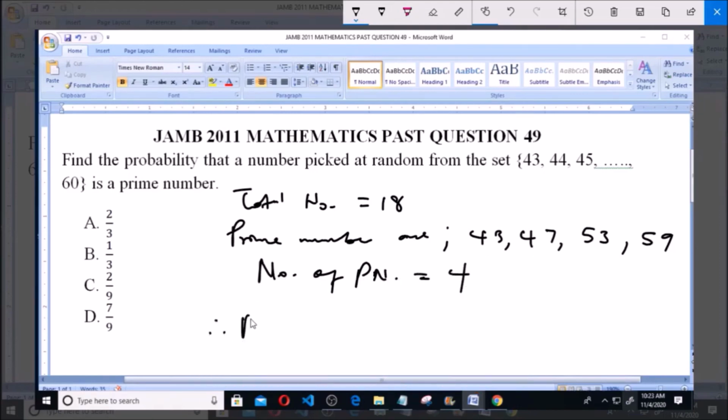Therefore, the probability of getting a prime number from this set is equal to 4 all over the total number, which is 18. Now 2 into 4 is 2, and 2 into 18 is 9. So the answer to this question is 2 over 9, which is option C, 2 over 9.